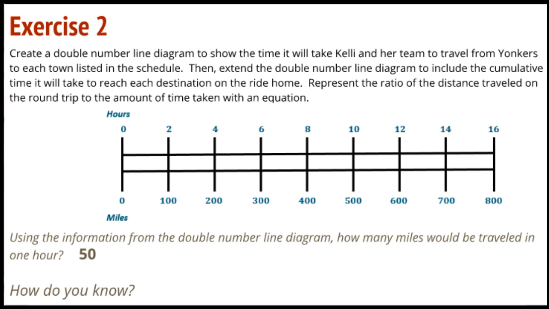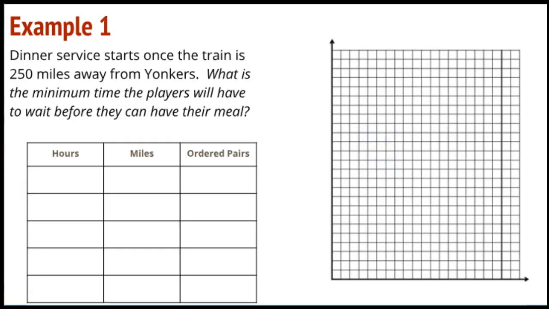All right, so let's take a look here. So dinner service starts once the train is 250 miles away from Yonkers. Now, hopefully your brain is screaming at you, wait a minute, I don't have 250 on my table. I didn't have 250 on my double number line. So the question is, what is the minimum time players will have to wait before they can have their meal? And this is where we get to play a little bit here.